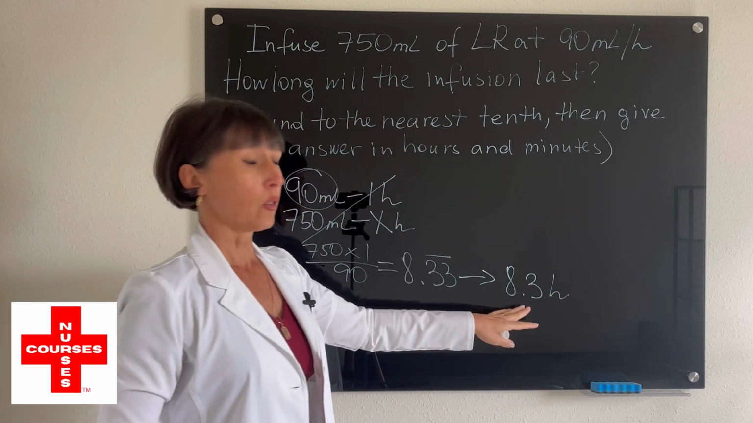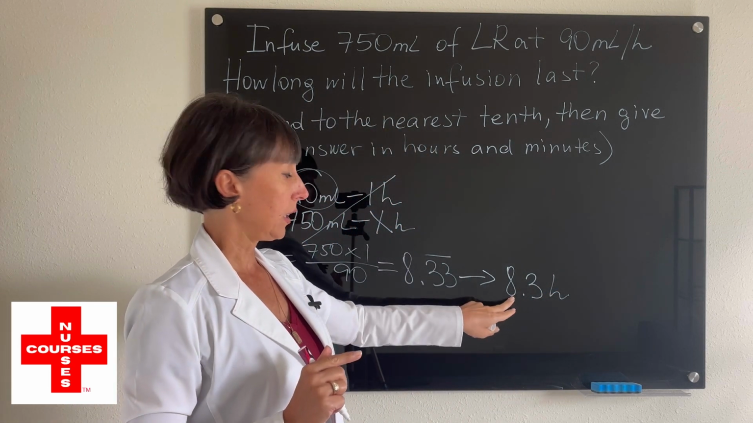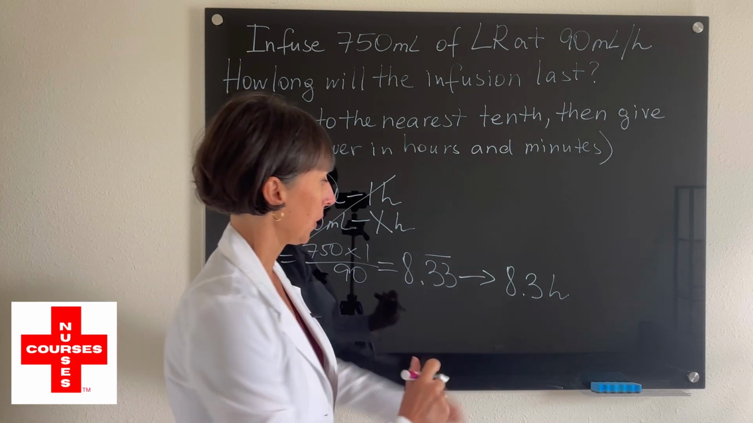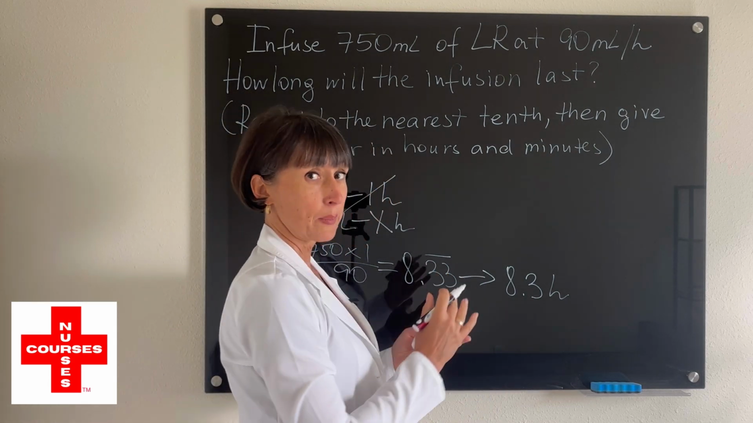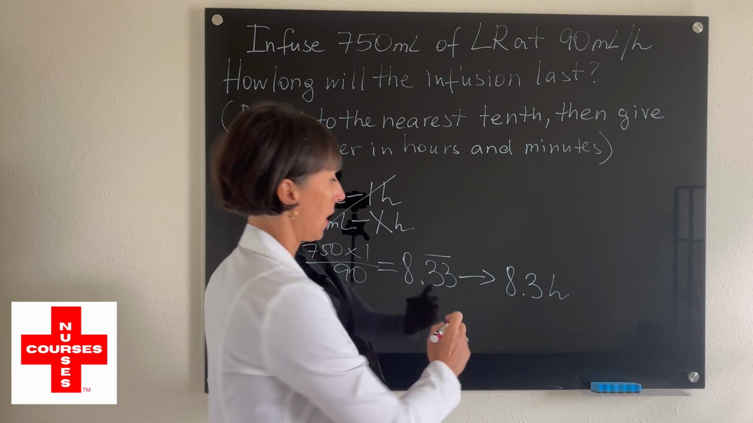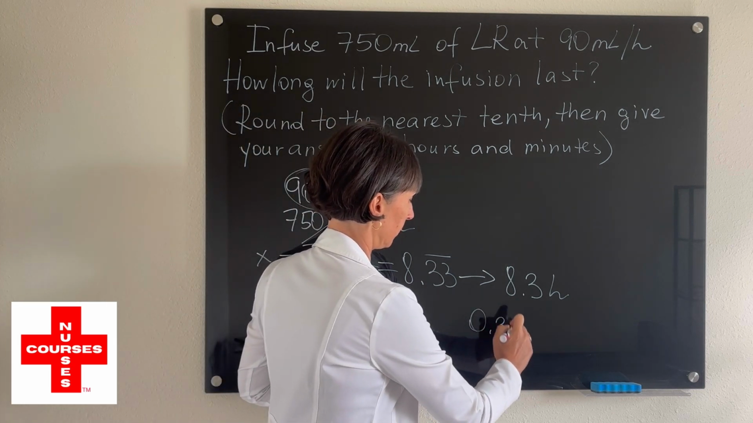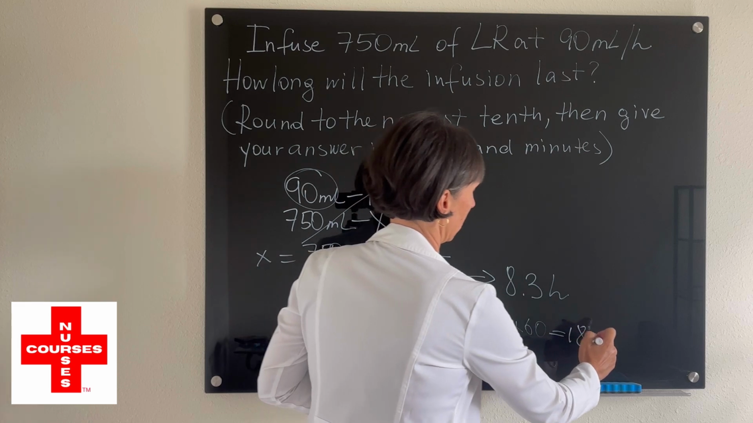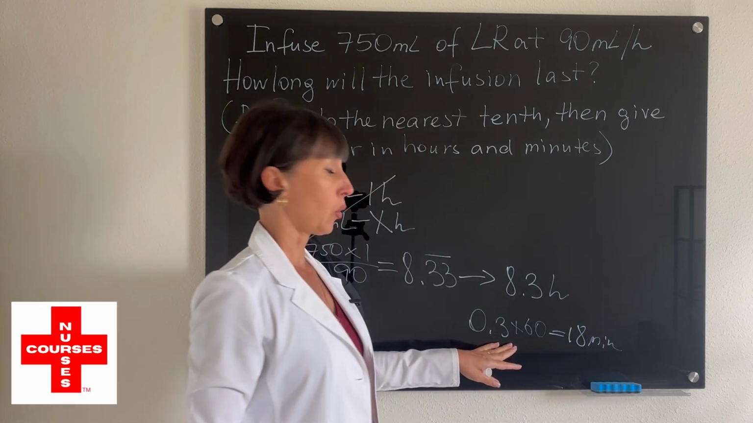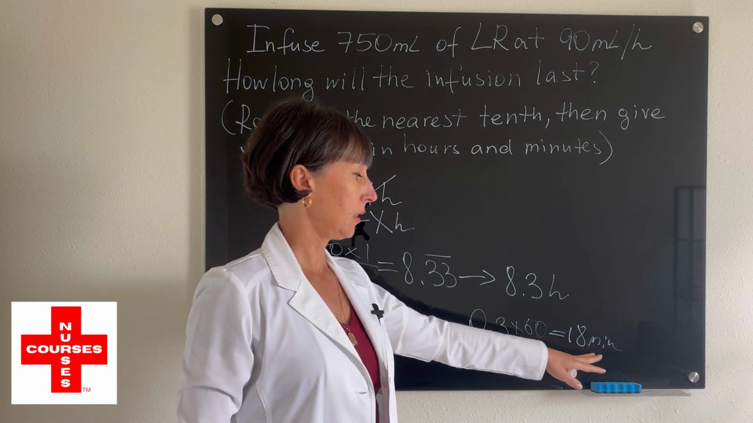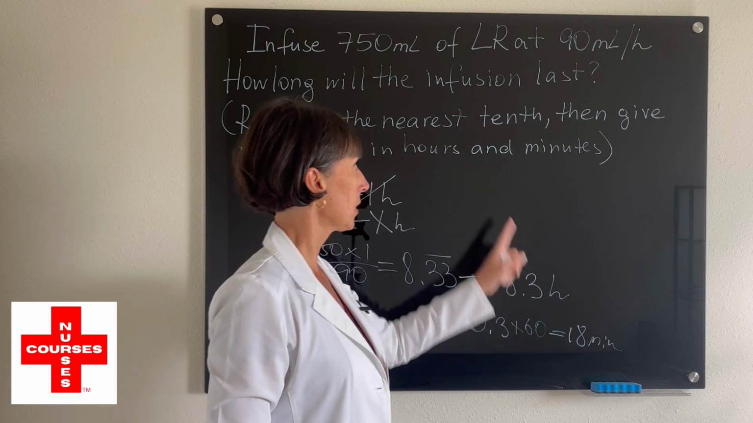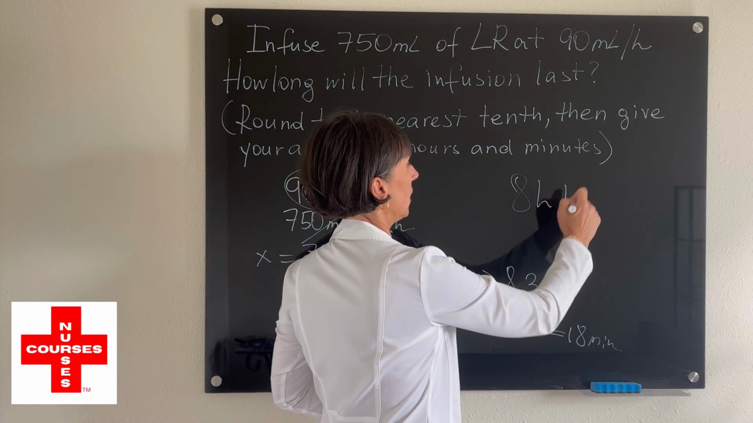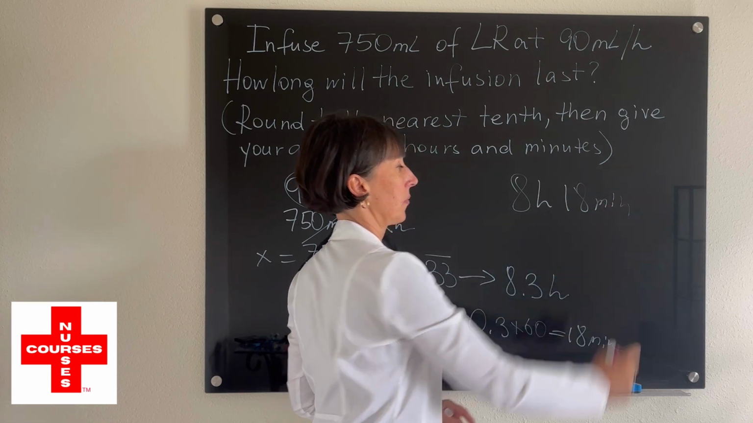hours. Now, to go to minutes, we leave hours alone. We only work with this 0.3 of an hour, okay? And we just multiply it by 60 because there are 60 minutes in an hour. 0.3 times 60 is 18 minutes. So our answer here is 8 hours and 18 minutes.